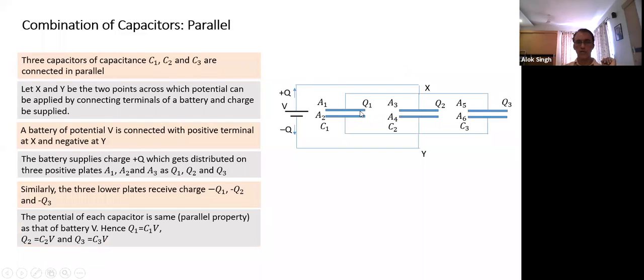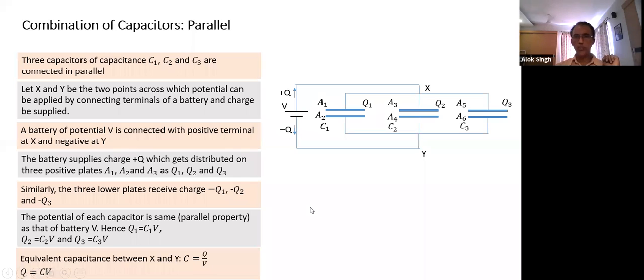Since the potential of each capacitor is the same, using C is equal to Q by V, what is Q1 equal to? Q1 is equal to C1 into V. The potential across this capacitor is also V, this also V, and this also V. So I can calculate Q1, Q2 and Q3. Q1 is equal to C1 into V, Q2 is equal to C2 into V, and Q3 is equal to C3 into V.